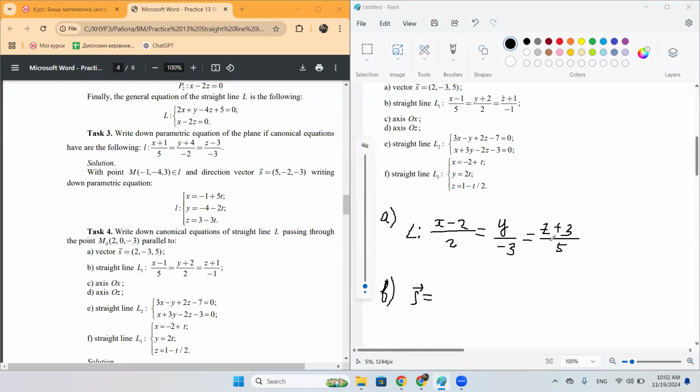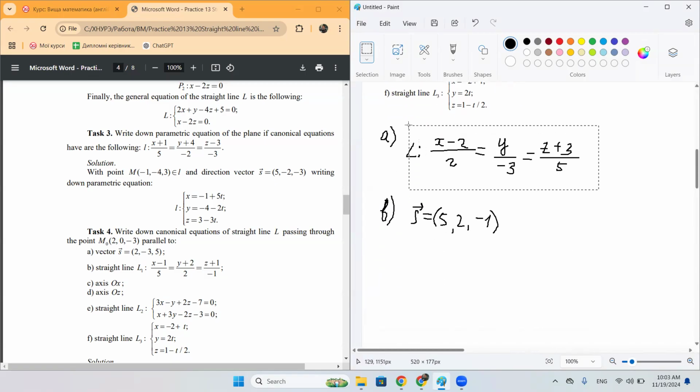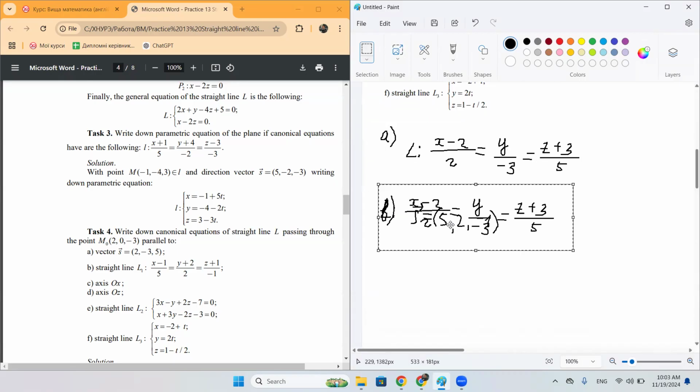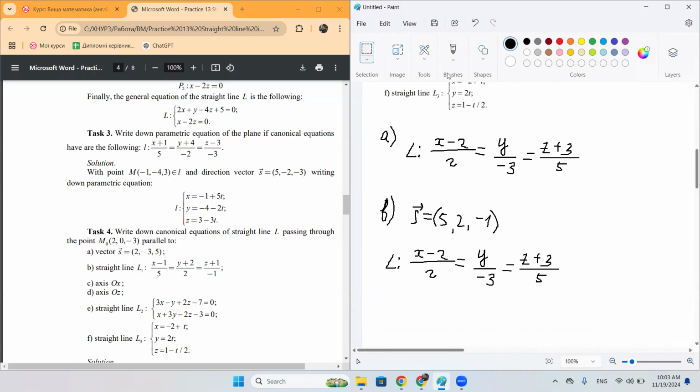Okay, so here it's 5, 2, and minus 1. Yeah, 5, 2, minus 1. But by the way, help your colleague as well, so take part in discussion. As the straight line is parallel, we can take its direction vector as the direction vector of the target straight line. So I will just copy and paste this equation with the changed coordinates of the direction vector.